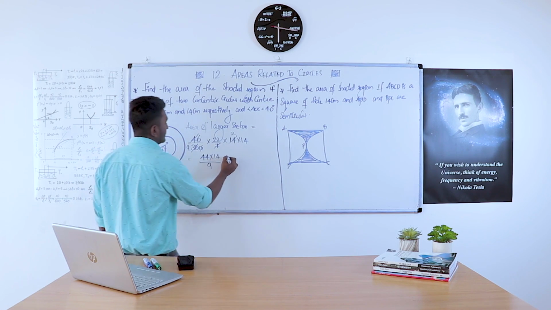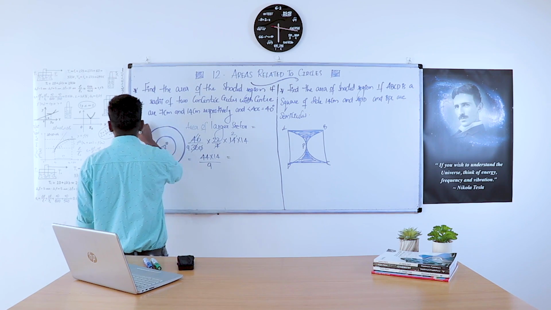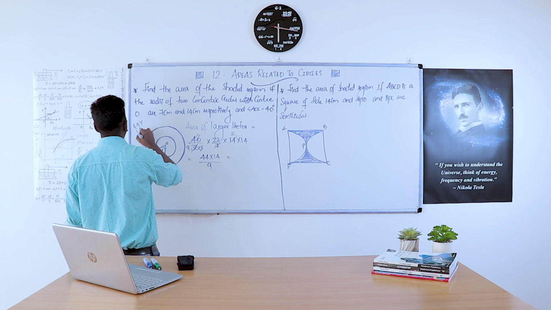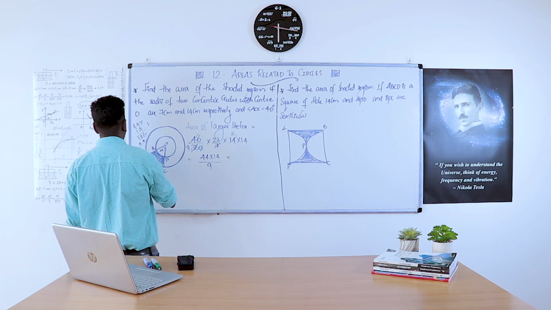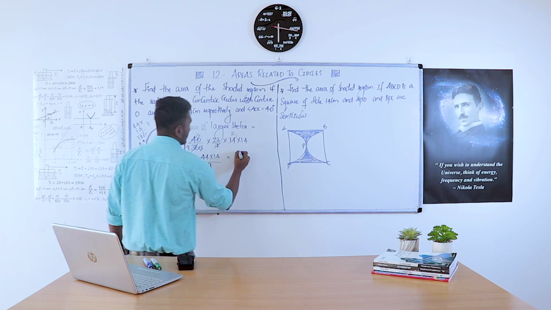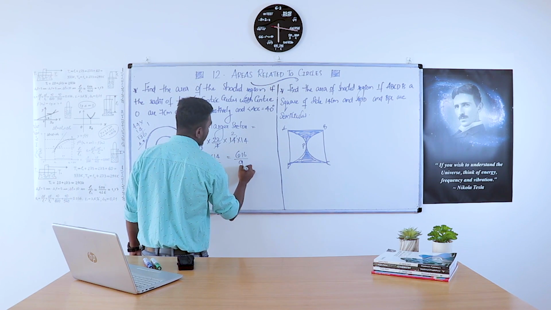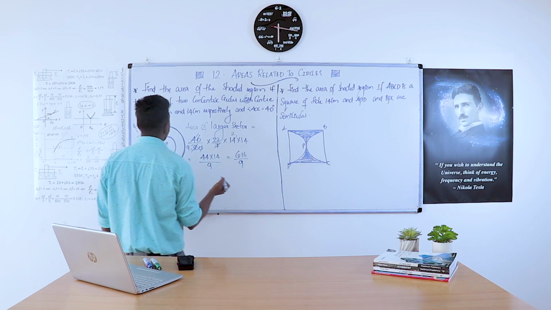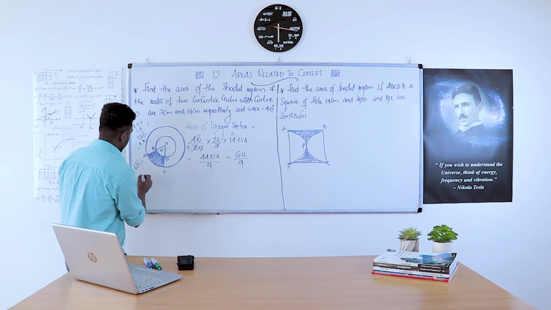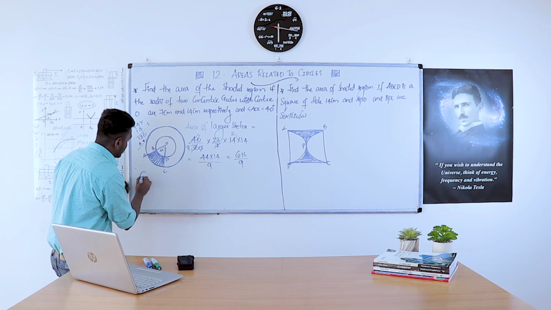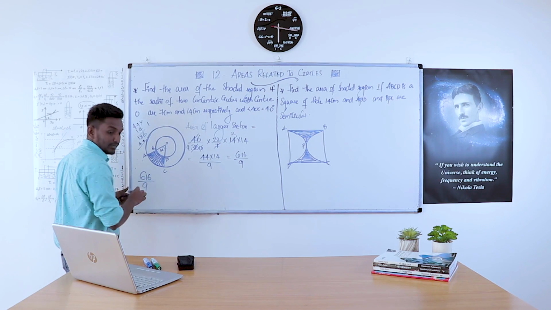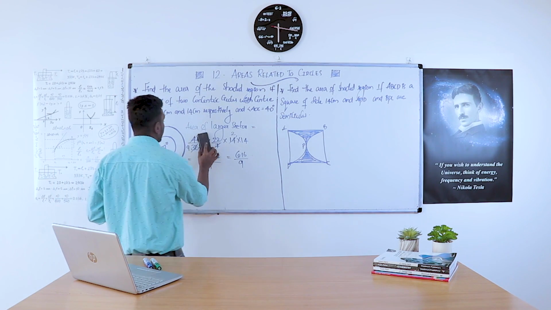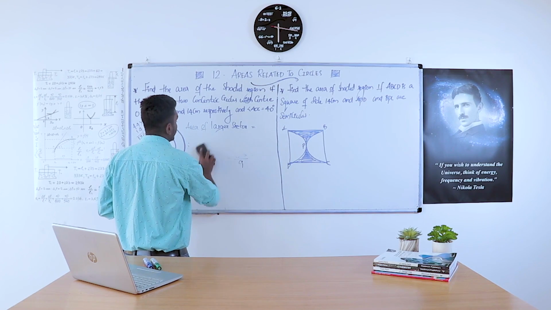Right? What is 44 into 14? 4 into 4, 16. Remainder 1. 4 into 4, 16 plus 1, 17. 1 into 4, 4. That is 6. 7 plus 4, 11. Remainder 1. 4 plus 1, 5. 5 plus 1, 6. So 616 divided by 9. This is the area of the larger sector. So I am just noting it here: 616 by 9.